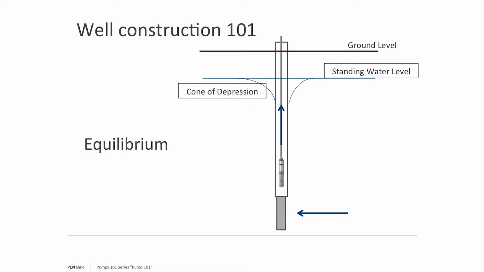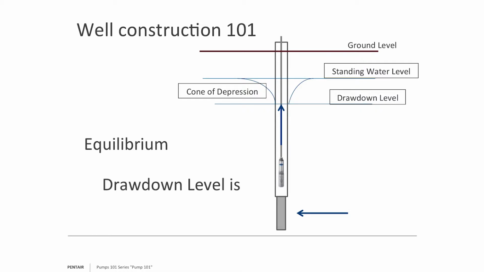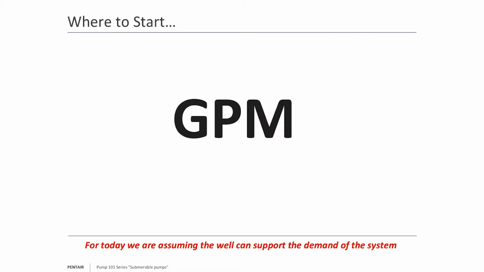So we have an equilibrium point. Let's say we find a happy equilibrium of 20 gallons per minute with maybe, say, 5 feet of drawdown. That drawdown is also known as the working level. It's also known as the pumping level, okay? So depending upon your demand, we now know, say for example, this well can give us 20 gallons per minute. The next question is, okay, assuming the well can support what we need, what does the home need?